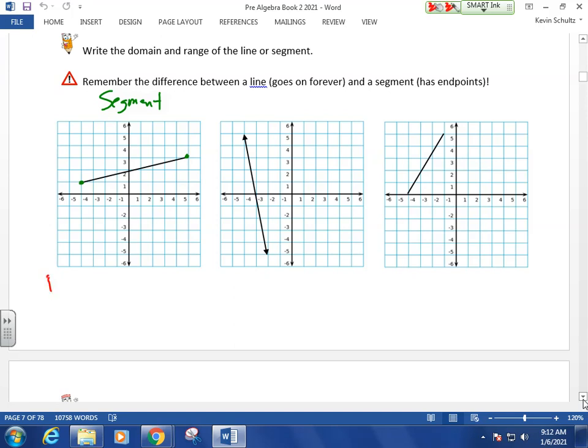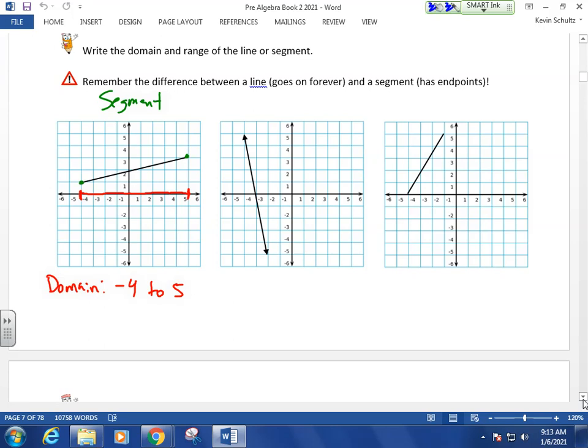So just like before, in red will be my domain. Where on the x-axis does this segment begin? What's the first x value that it contains? Well, it looks like it starts right here at -4. It continues on, goes through past 0, and the highest x value that we have is +5. So the domain is from -4 to 5. Those are all the x values that are included.